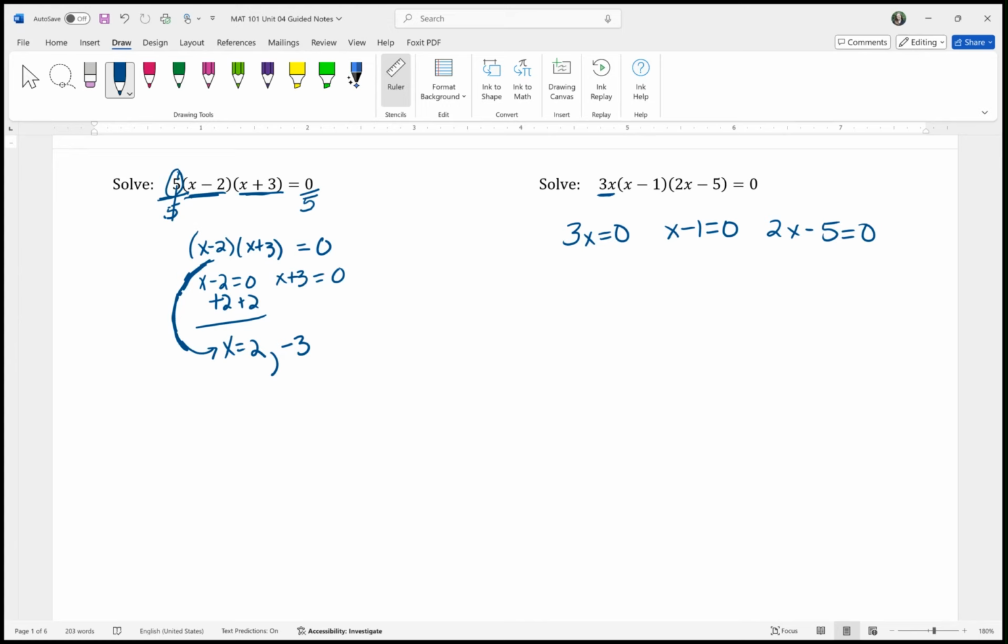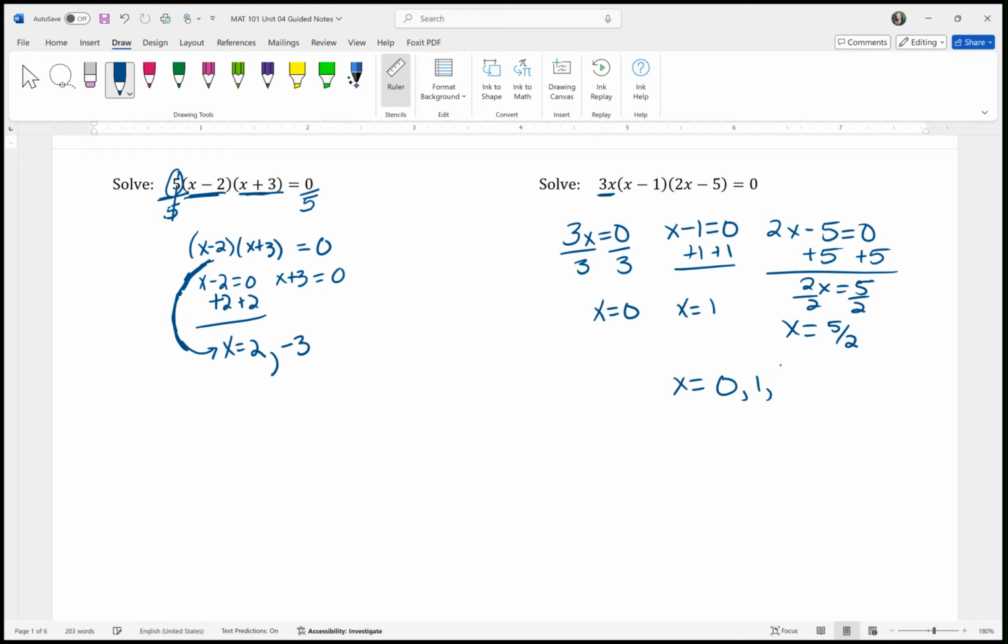Solve, solve, solve. So here we're going to divide by 3. That's going to give us x equals 0. Can you have 0 as an answer? Absolutely. 0 can be an answer. This is really important. I want you to know this. You're going to see this again in this class. Plus 1. Again, we could do the same thing that we did in our previous problem, just change the sign. And this one, you have to do a little bit more work. So plus 5, 2x equals 5, divide by 2. Really, all you're doing is changing the sign and dividing by the number in front. So we actually get 3 answers here: 0, 1, and 5/2.